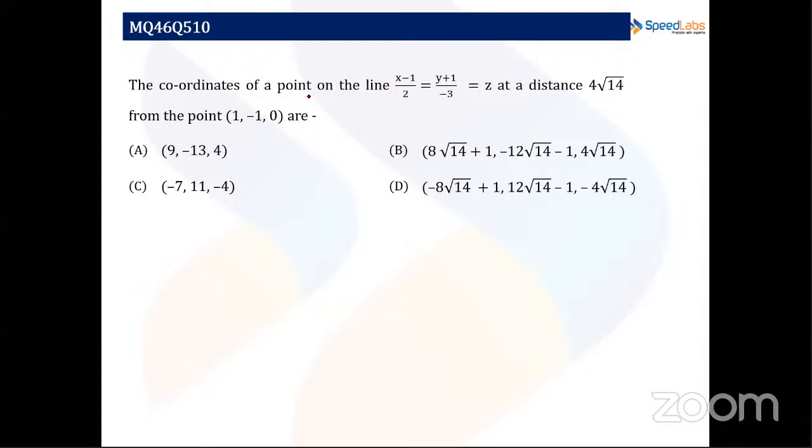The coordinates of the point on the line (x minus 1) by 2 equals to (y plus 1) upon minus 3 equals to z, at a distance 4 root 14 from the point (1, minus 1, 0), are. So we need to find the coordinates of a point on this line. So let's say this value is equals to some constant lambda. So (x minus 1) by 2 equals to (y plus 1) upon minus 3 equals to z equals to lambda.